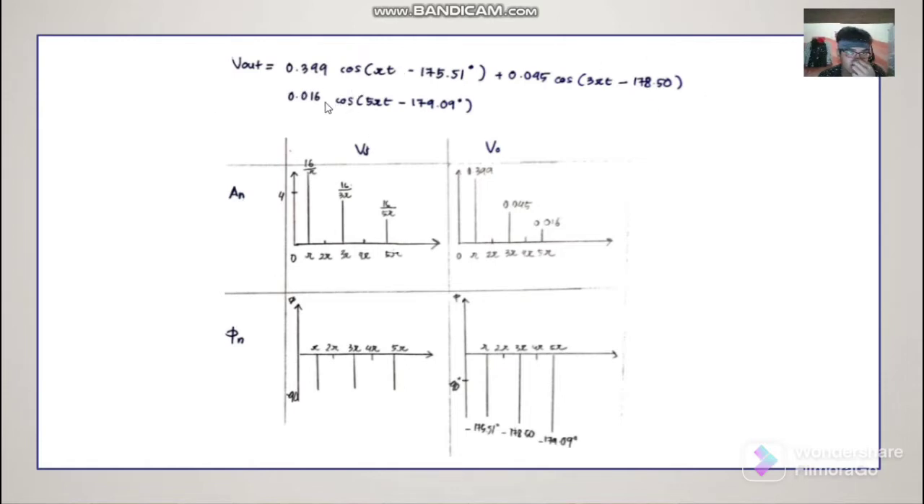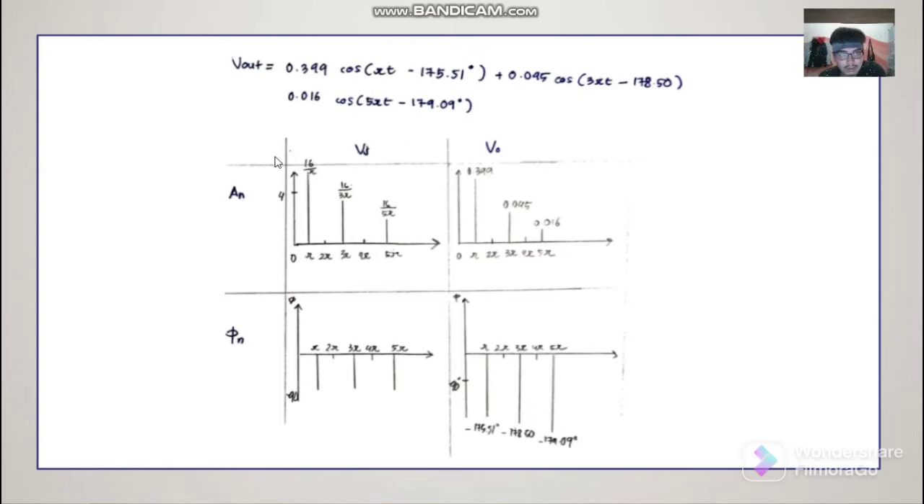0.016, and we substitute the n value, which is n equal to 5. So 0.016 cos in bracket 5 pi t minus 179.09 degree, and then we get the V out, and then we make the graph.